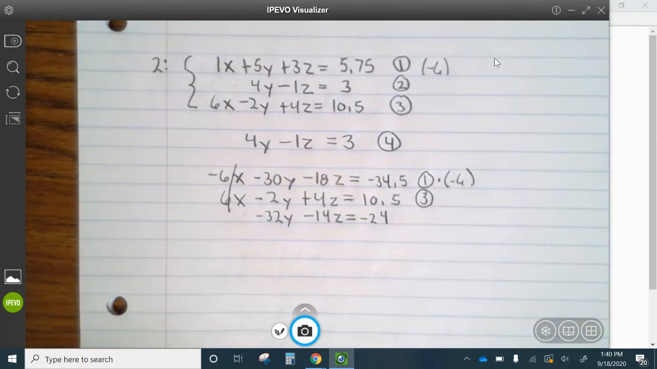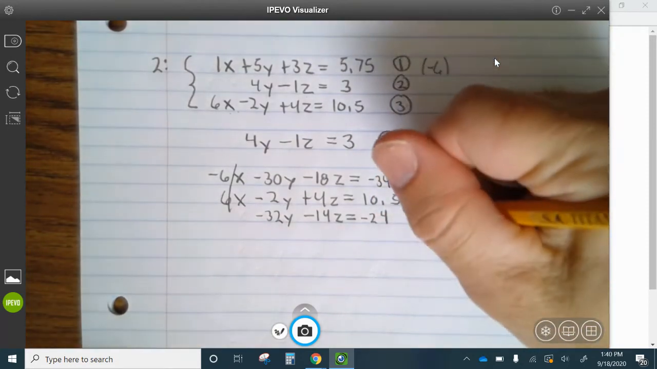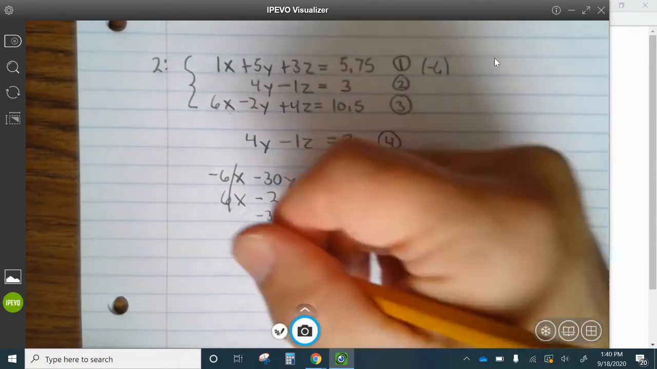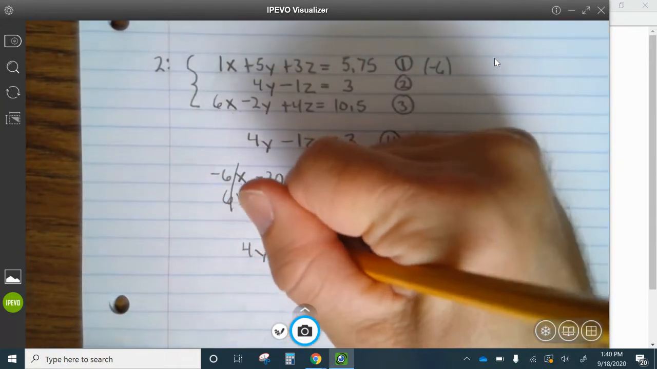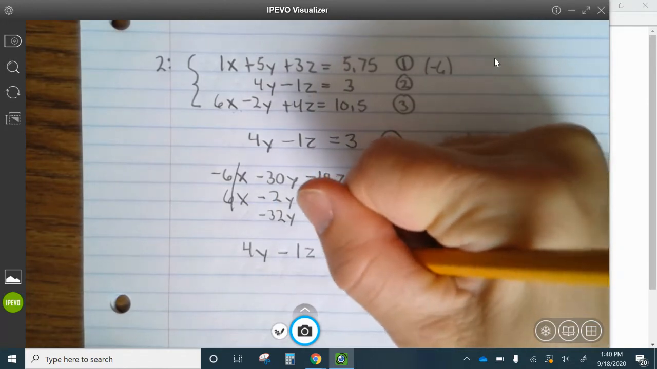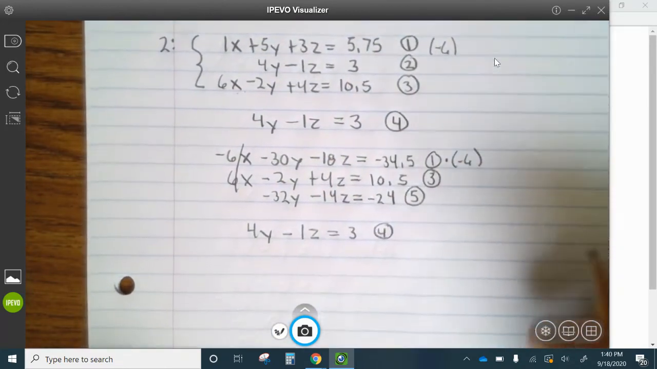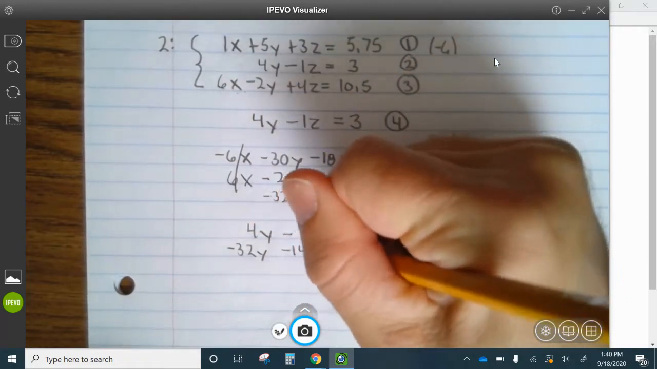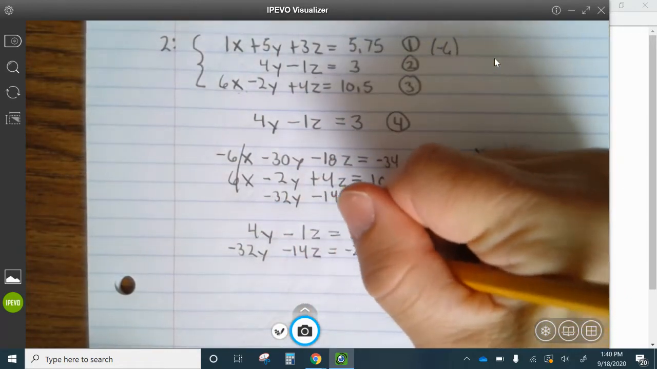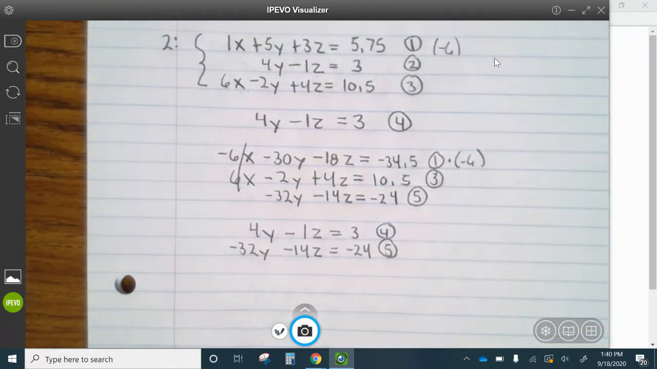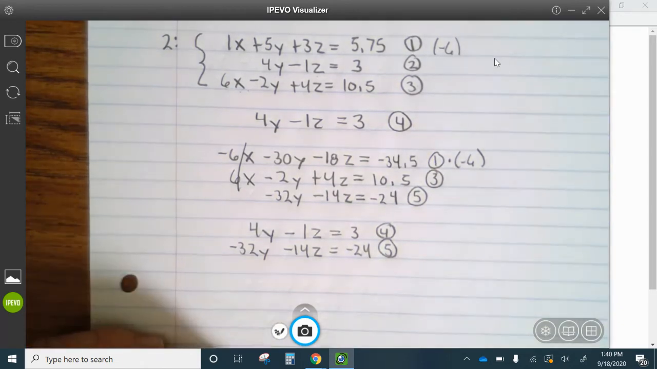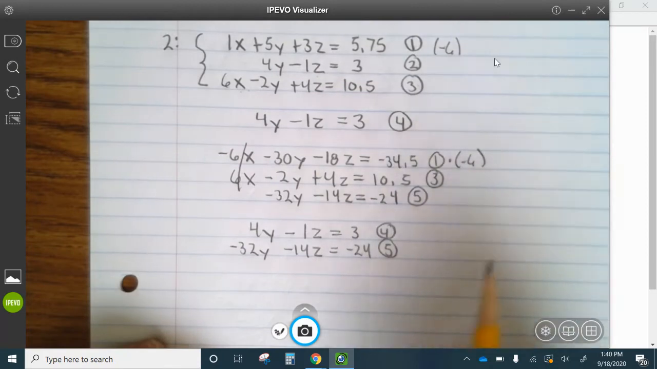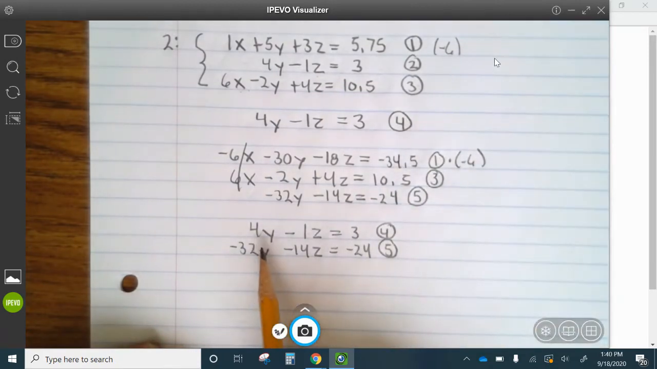So now let's combine 4 and 5. That's 4y minus 1z equals 3, equation 4, and negative 32y minus 14z equals negative 24, equation 5. Now we need to eliminate a variable. I think if we multiply this by 8, we'll get a positive 32, and that will cancel. So let's multiply equation 4 by 8.